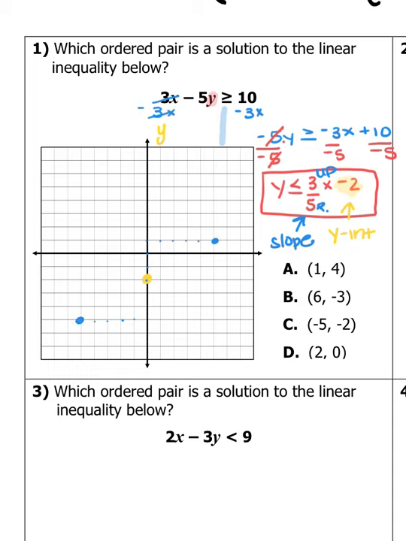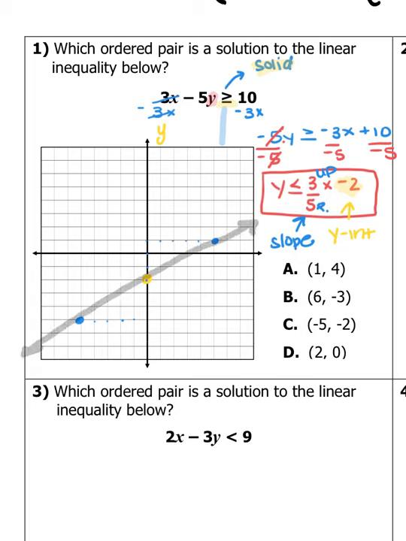Then we have to figure out, how are we going to connect these dots? Is it going to be a dotted or dashed line, or will it be a solid line? We look at our inequality for this, and it's going to be solid because this line right here tells me it's solid. So I'm going to connect this with a solid line.